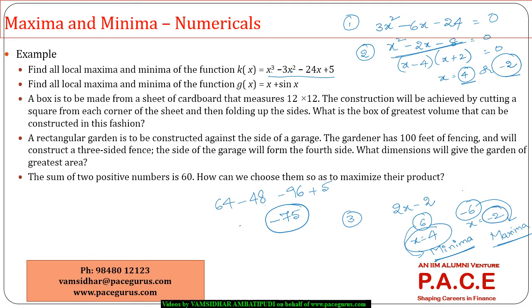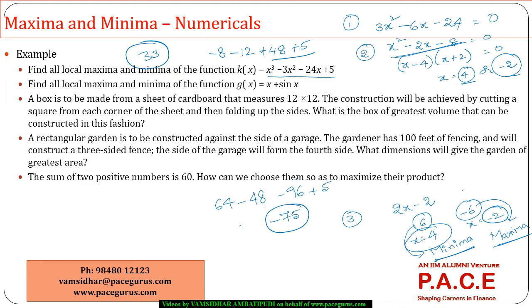Whereas if I substitute x equal to minus 2, it becomes minus 8 minus 3 times minus 2 squared, minus 12, minus 24 times minus 2 is plus 48, plus 5. So I get a value of 53 minus 20, 33, which is the maximum value for this function, and minus 75 is the minimum value for this function. So this is how we build the maxima and minima based numerical question.